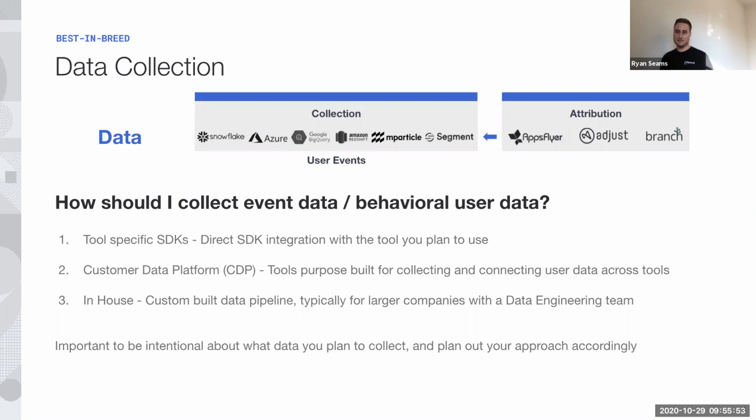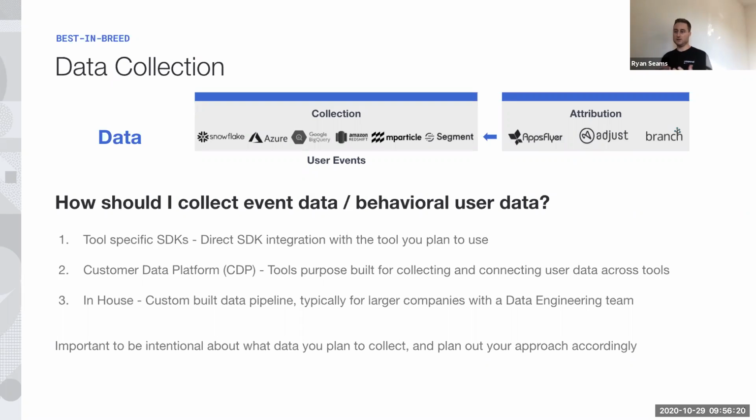And then lastly, this is something you can always do: build in-house. If you have a data engineering team and resources, you can certainly build infrastructure to collect event data in-house and put it into one of the cloud providers that you see here, like Snowflake, BigQuery, Redshift, etc. So those are the different ways that you can collect this type of data.